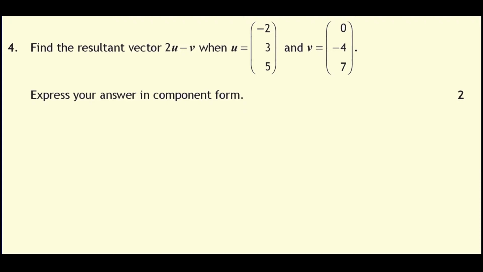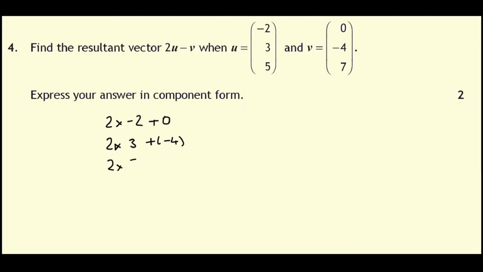So all we need to do here is exactly as I just said. We're going to multiply the top one by 2, so it's just going to be 2 lots of minus 2, and then add on the 0. Middle one, we're going to do the same, 2 lots of the 3, and add on the negative 4. And in the bottom one, 2 times the 5, and add on the 7.